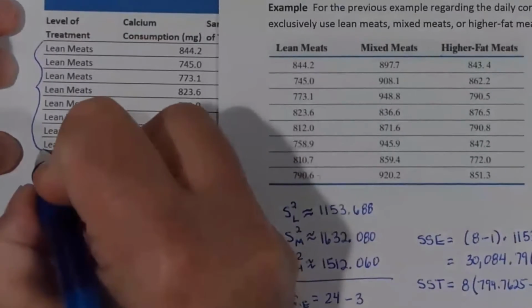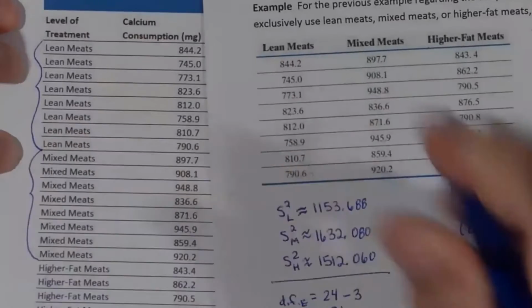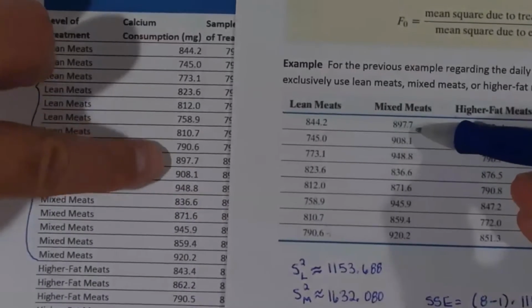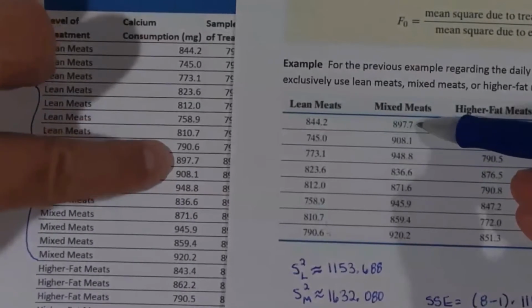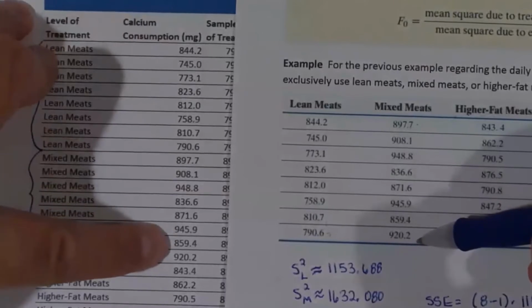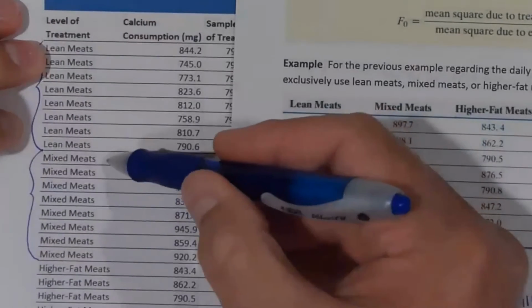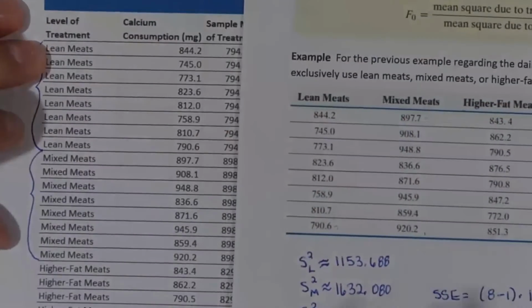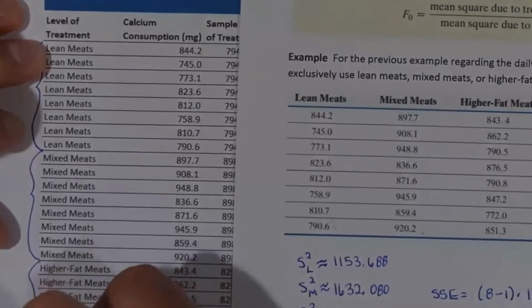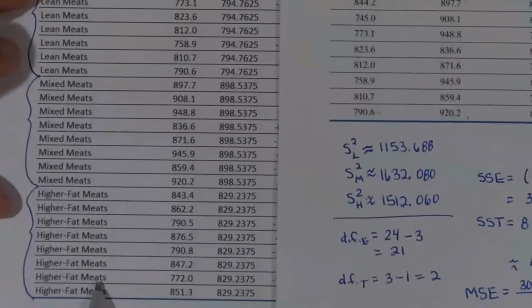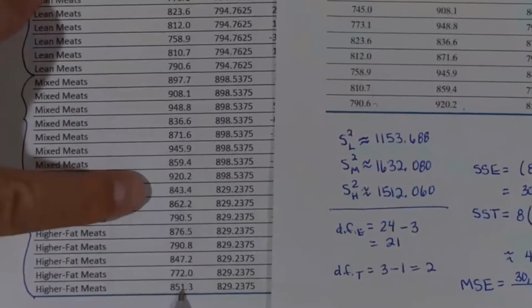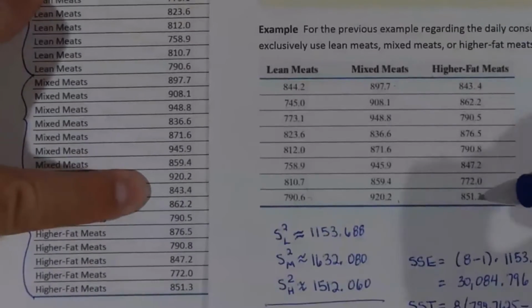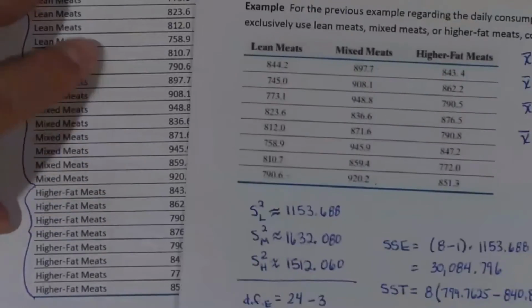And then here, I have the mixed meats data. So you can see the 897.7 through the 920.2. Again, this is the calcium consumption for the mixed meats children. And then here, I have the higher fat meats calcium consumption. And again, that's just a duplicate of these data values.